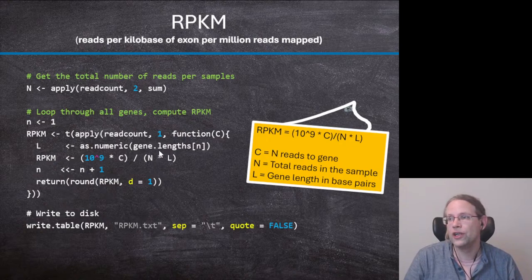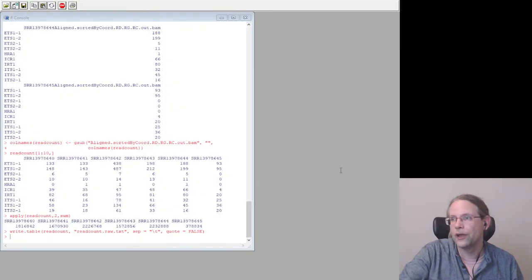It's just taking the gene length, multiplying it by the total number of reads in the sample, and then taking 10 to the power of 9 times C, which is the number of reads to the gene that we're currently looking at. All right, so this takes a little while, so let's start doing it.